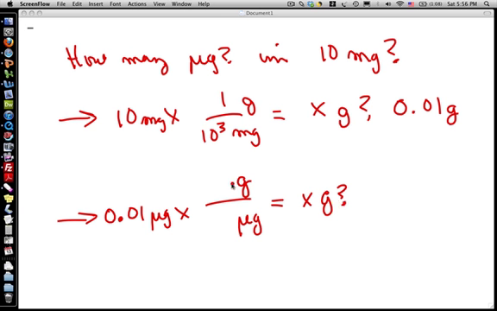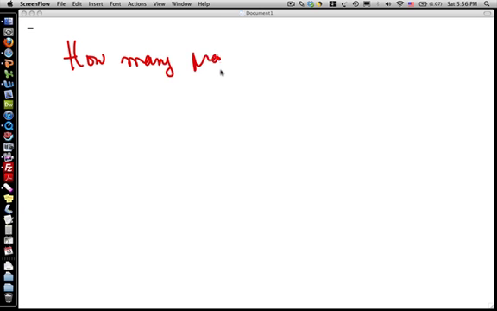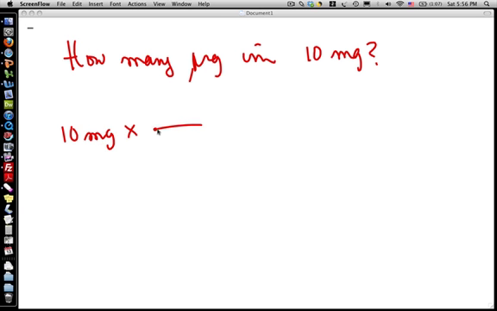Oops, sorry, milligrams on top, grams here. Let me just do this over. How many micrograms are in 10 milligrams? Okay, so we'll do it in 2 steps. 10 milligrams times a fraction that's going to have milligrams on the bottom, grams on the top, equals how many grams?